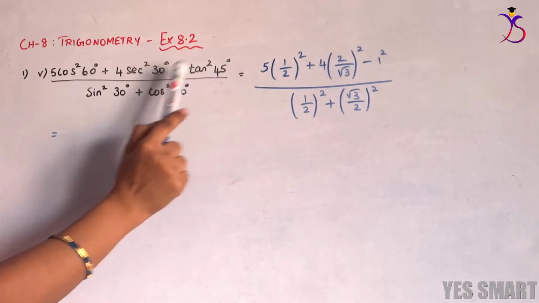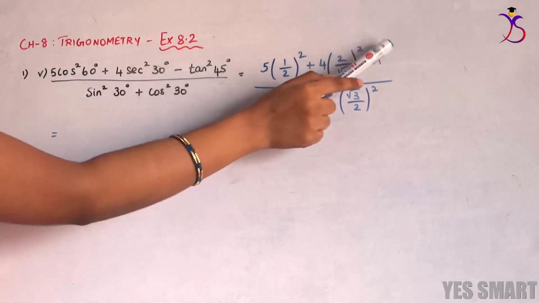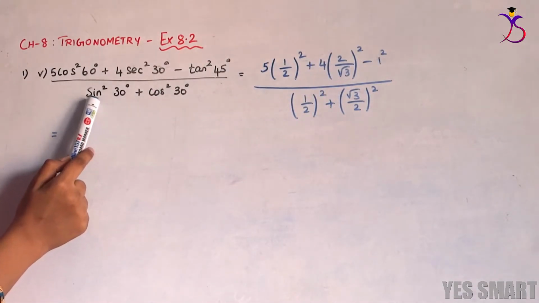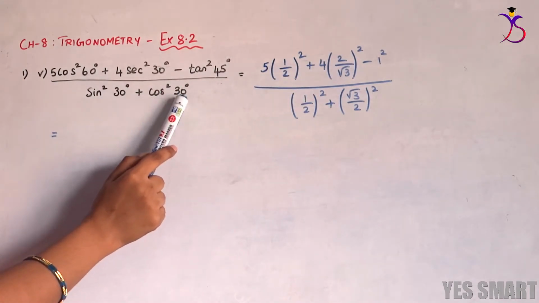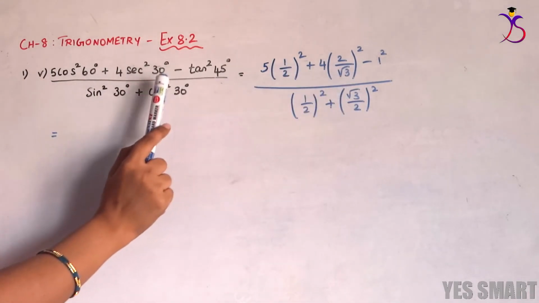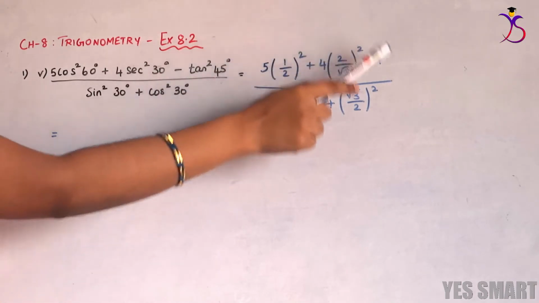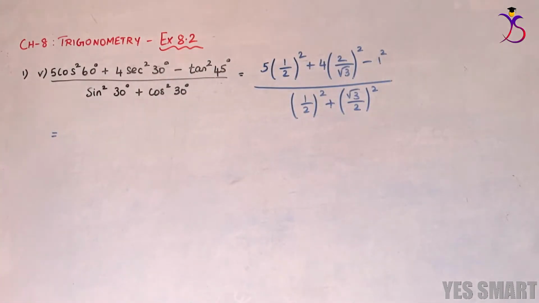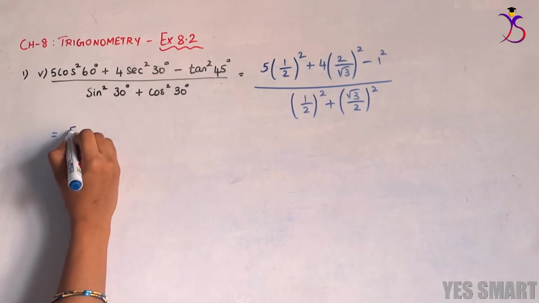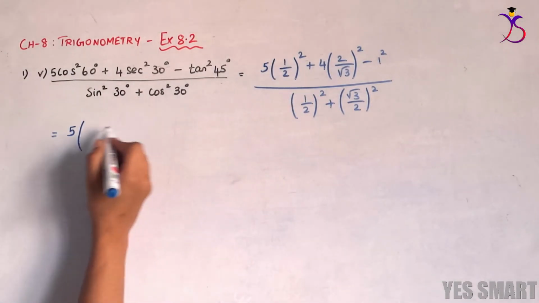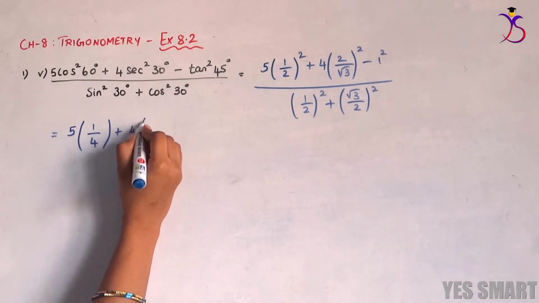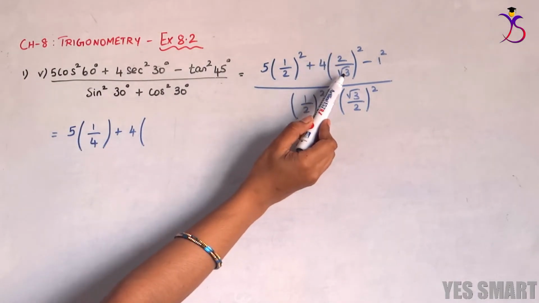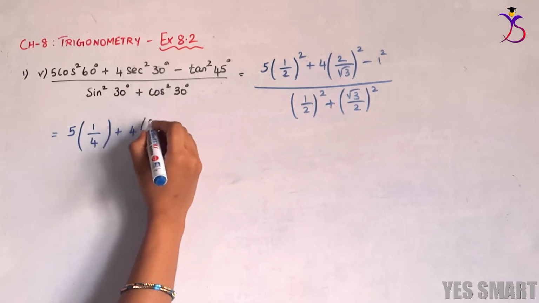Since tan square, I am just writing 1 square, divided by sin 30 value is 1 by 2. Since square is here, I am just marking the square there also, plus cos 30 is root 3 by 2. I am just writing square because it is given in the question. Now I am going to solve these. 5 into 1 into 1, 1 by 2 2s are 4. I am just taking square, plus 4 into 2 2s are 4, root 3 into root 3 is 3.